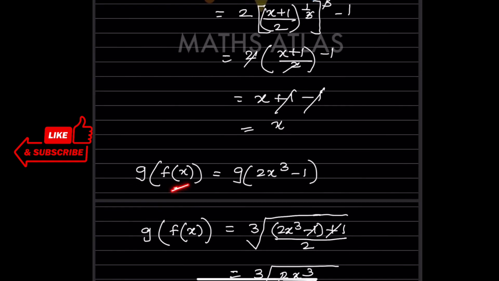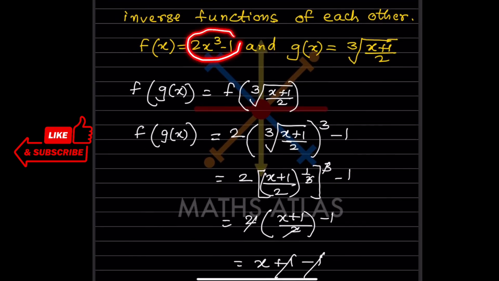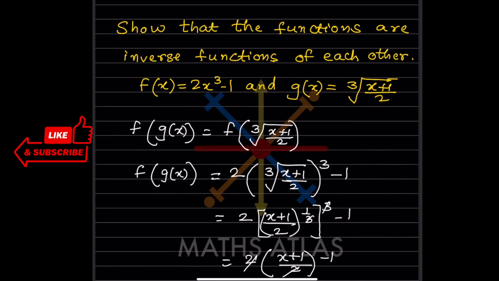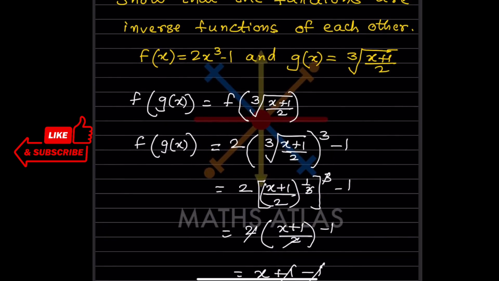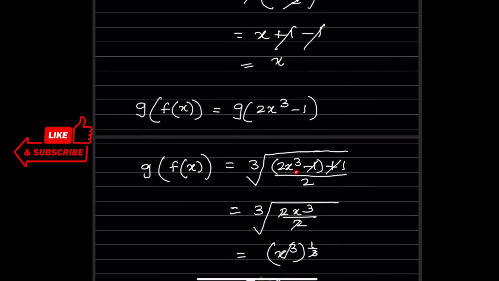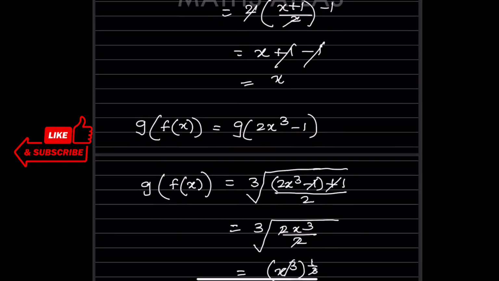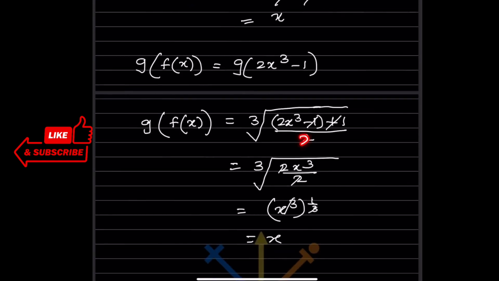Now let us see g of f of x. g of f of x means we are going to put this f of x value. What is the f of x value? That is 2x cubed minus 1. So in place of this x, we put 2x cubed minus 1. Wherever you see x, you are going to put this. So you will write cube root of, and then this value: 2x cubed minus 1, plus 1, all divided by 2.